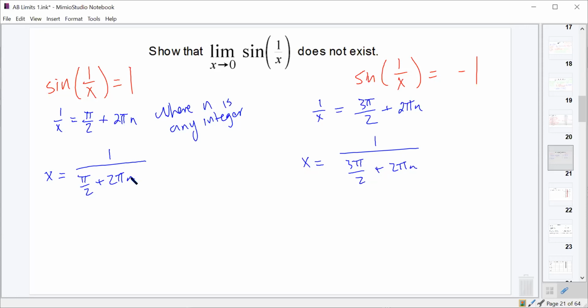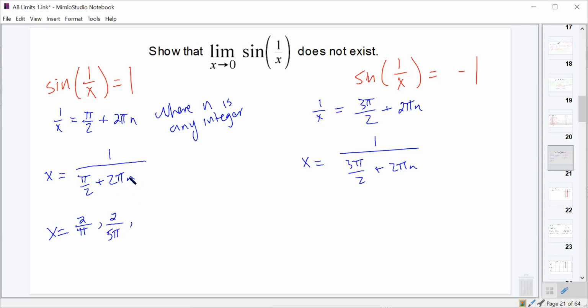Okay. So let's think about then what happens if I plug in integers into n here. So let's start with n equals 0. If n equals 0, I get 1 over pi over 2, right? Well, what's 1 divided by pi over 2? That ought to be 2 over pi, right? And what if n is 1? I've got 1 over pi over 2 plus 2 pi. Pi over 2 plus 2 pi is 5 pi over 2, right? So I've got 1 over 5 pi over 2, which ought to be 2 over 5 pi.